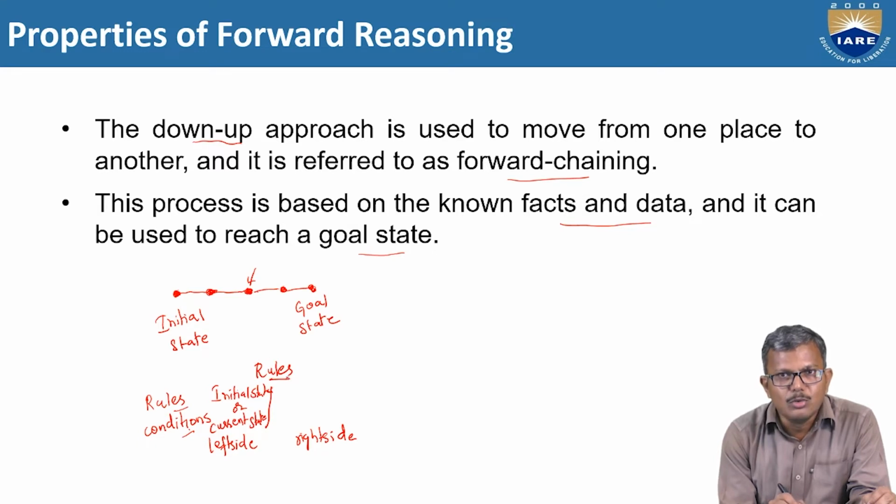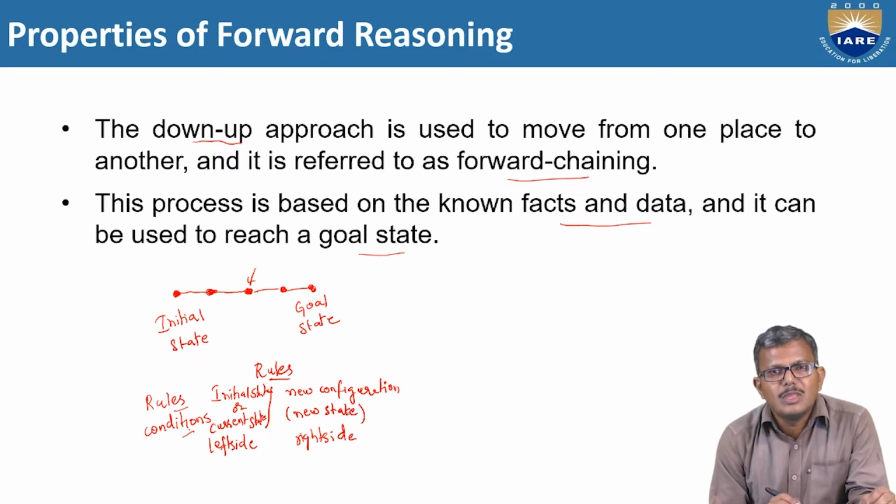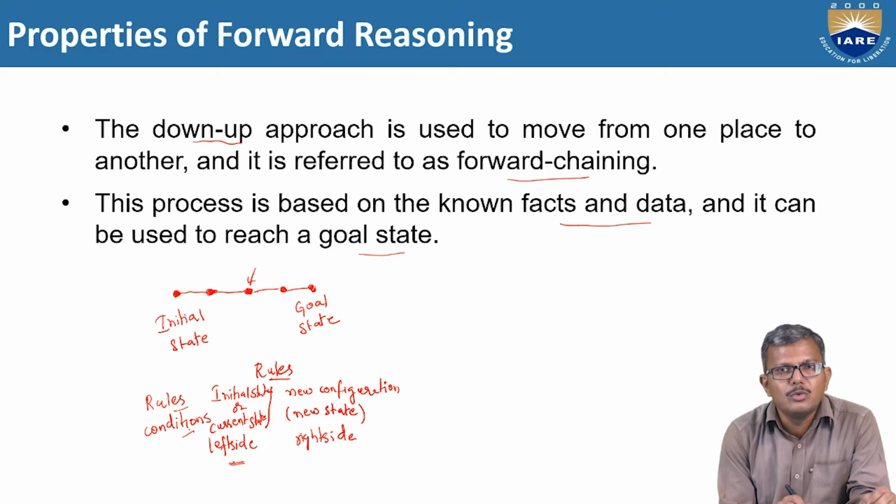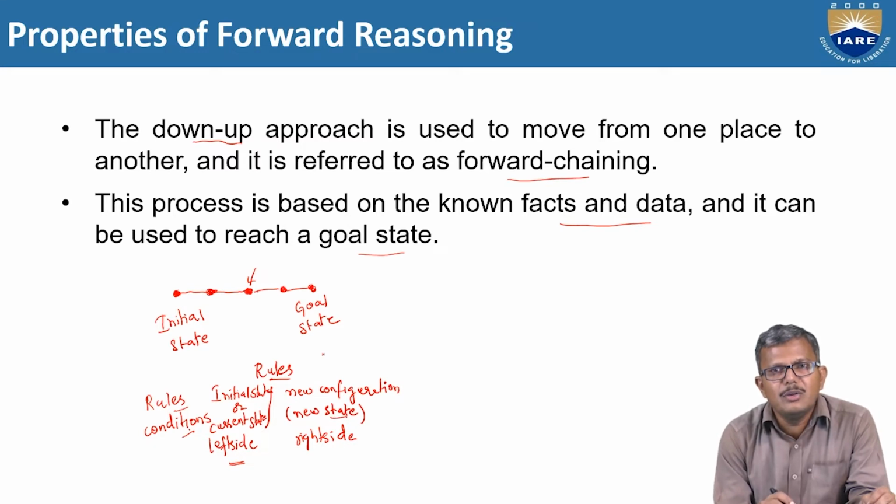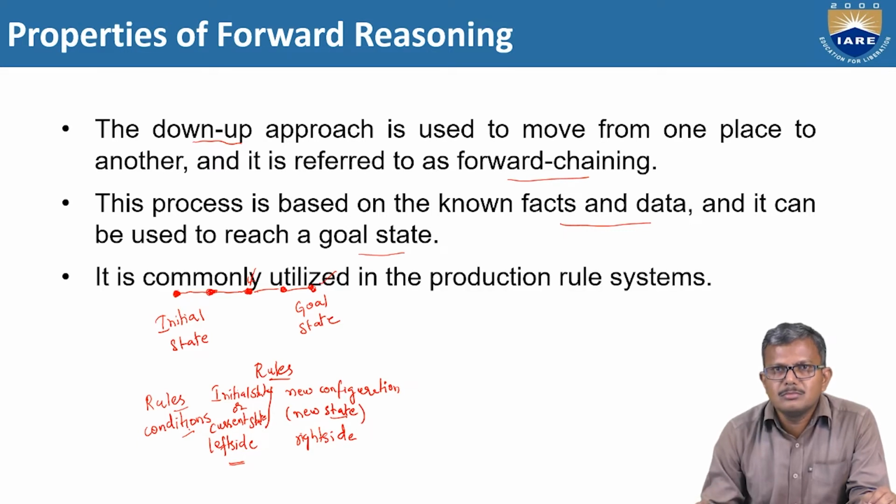So you are applying the rule or some condition. When that is the case, a new configuration is going to come. Your new configuration is nothing but your new state. The left-hand side of the rule you apply to the specific state gives you the new state, a new configuration. We continue this process up to the goal state. When you reach the goal state, you stop applying rules. It is commonly used in production rule systems.